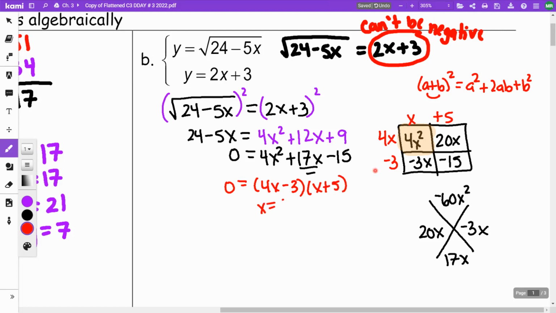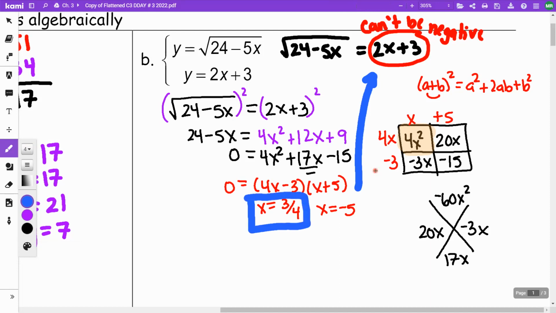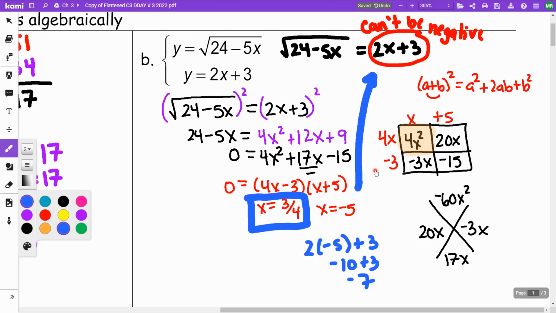And so I'm going to get a 3/4 and a -5. And remember, I need to check those up here to make sure that that does not make 2x plus 3 a negative. The 3/4 will not, because everything's positive. The -5 will, because if I go 2 times -5 plus 3, I get -10 plus 3, which is -7. So this one here is not going to be an answer.